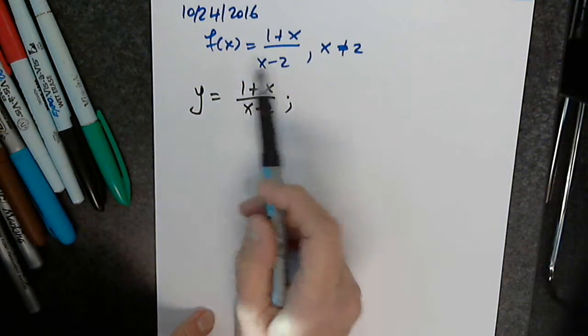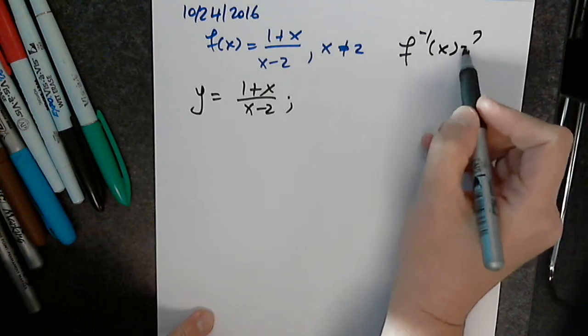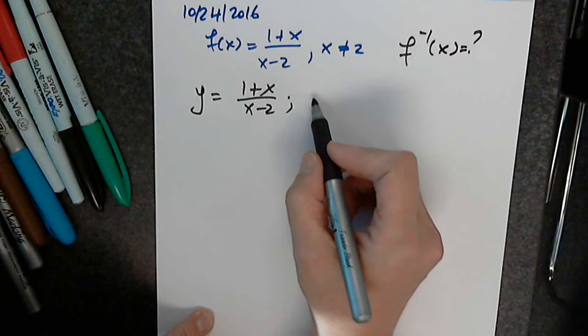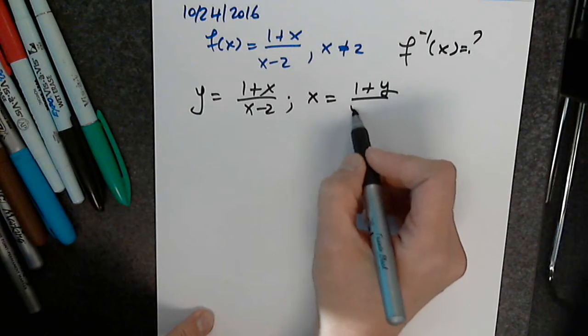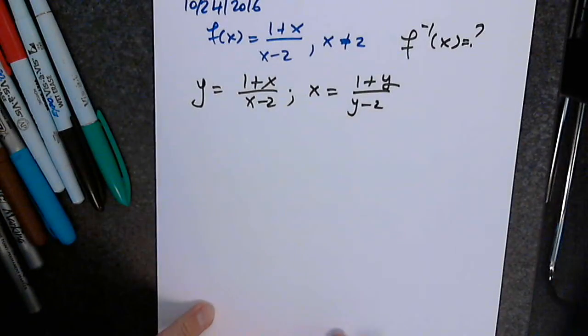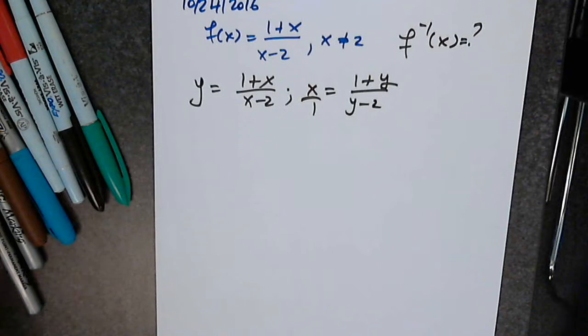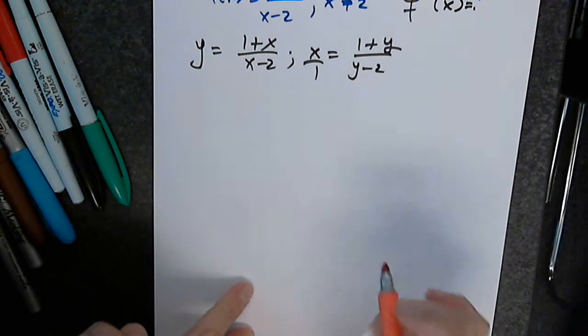Okay, so I'm asked to find f inverse. First I replace f by y, then step 2, I have to swap: x equals (1 plus y) over (y minus 2). Well, this is a proportion, and we've done this before in chapter 1. We know how to solve a proportion. I never thought that you would have a difficulty with this.